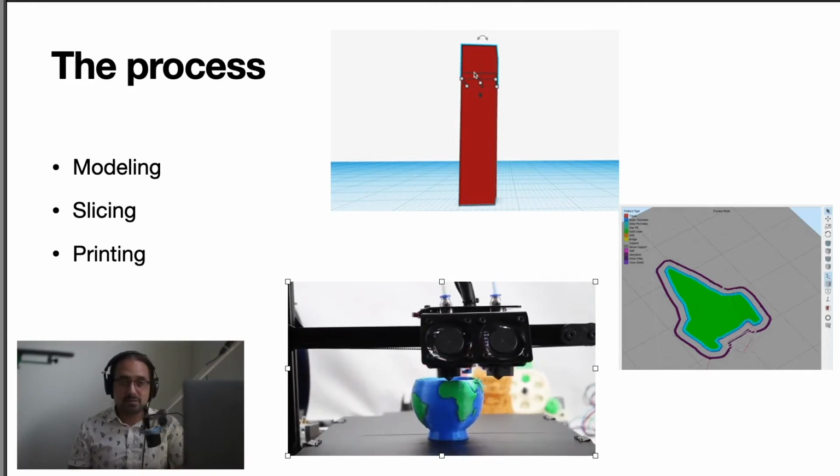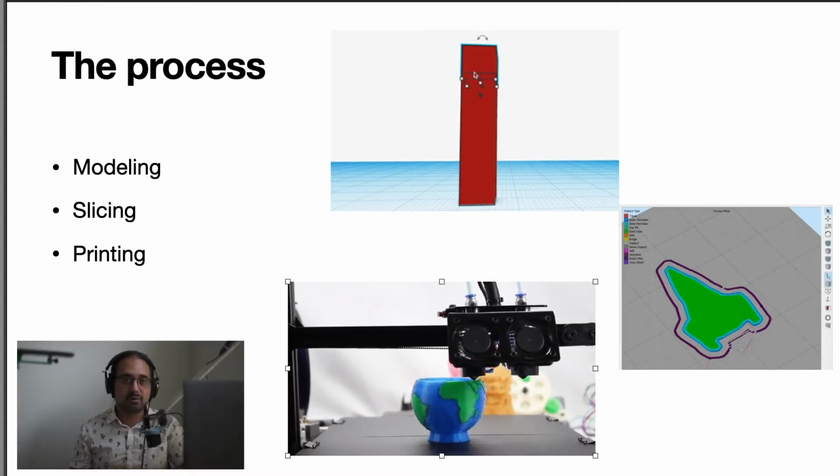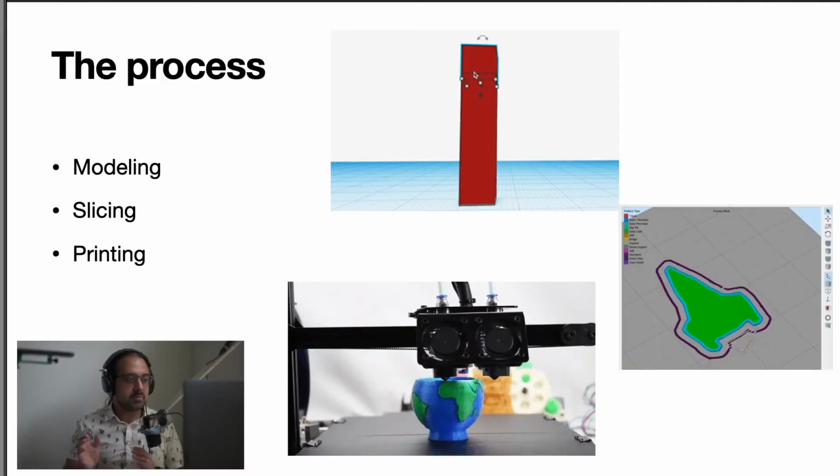Okay, so those are the three main parts of 3D printing. Okay, so the process, right? So let's talk a little bit about what the three main components of 3D printing are. They basically come down to modeling, slicing, and printing.